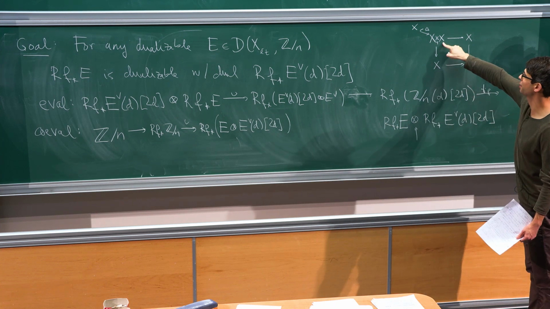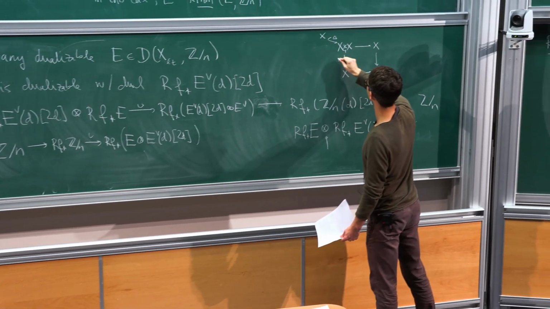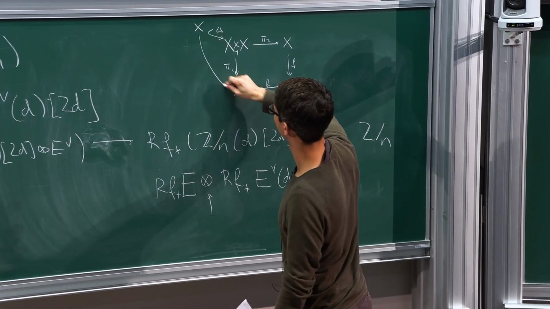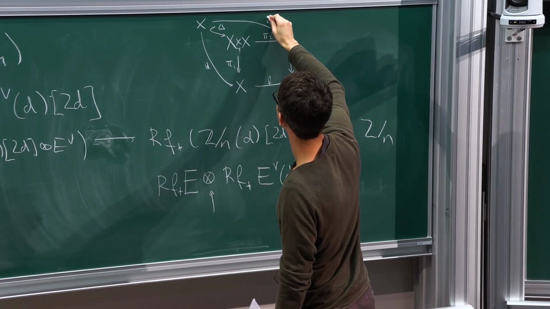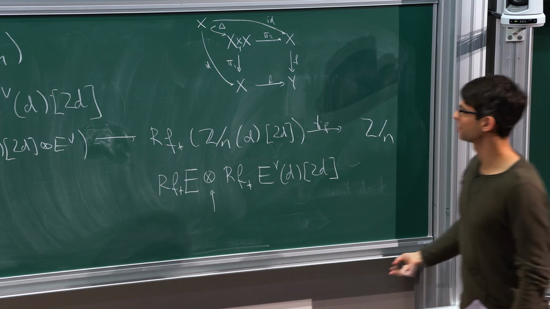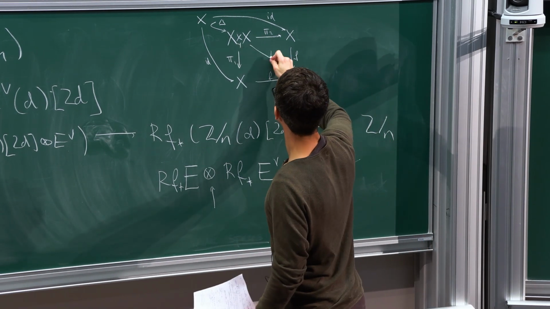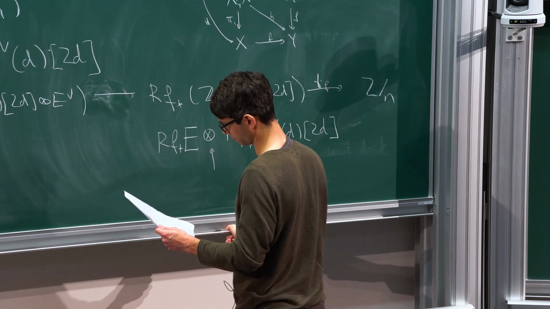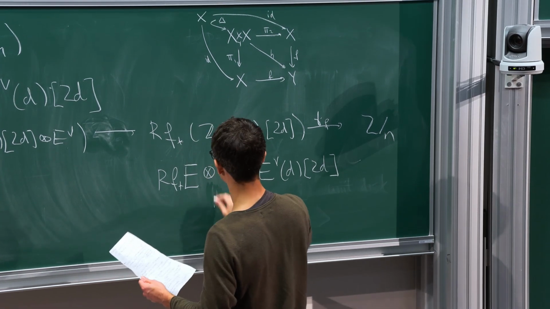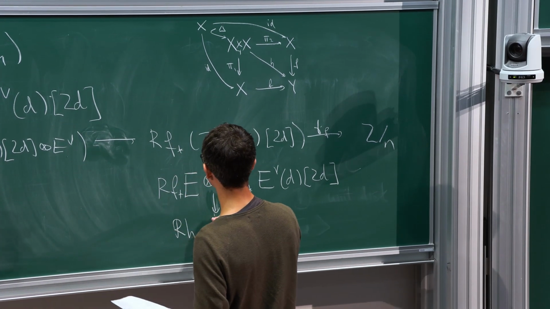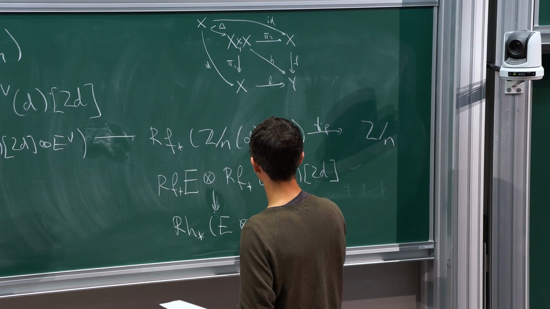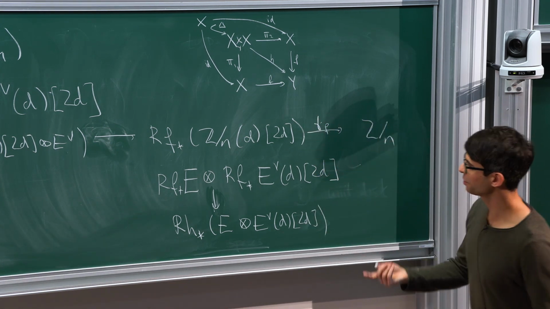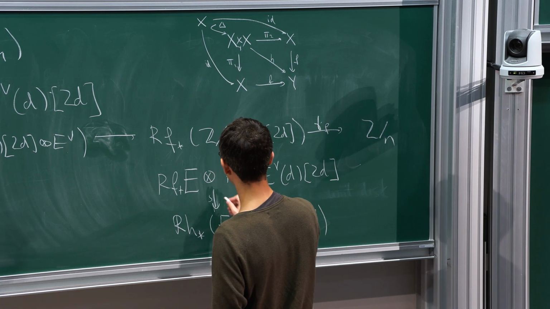So the product of X with X over Y admits a diagonal embedding from X, and these compositions here are the identity. And so one thing that one can show is one always has a Künneth map from here to R f lower star of E tensor E dual, twisted and shifted. And so it turns out that in this situation, this Künneth map will be an isomorphism.